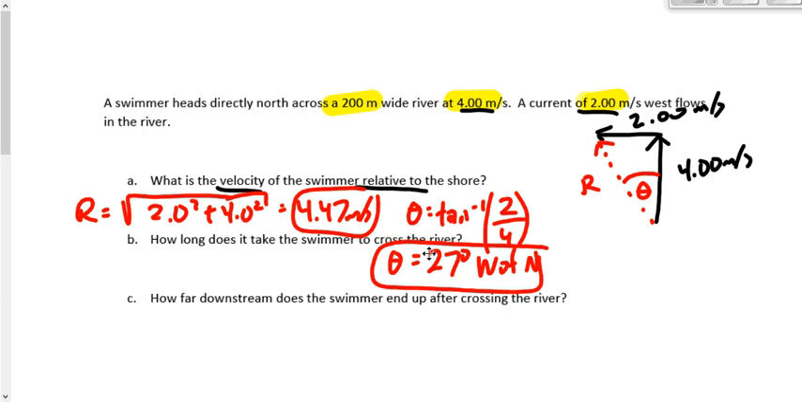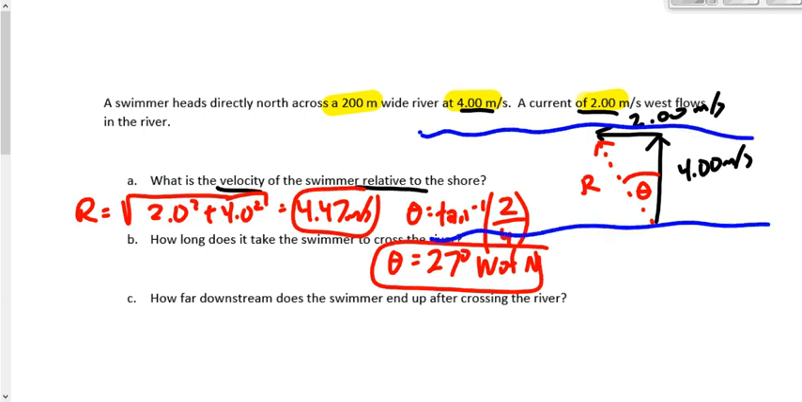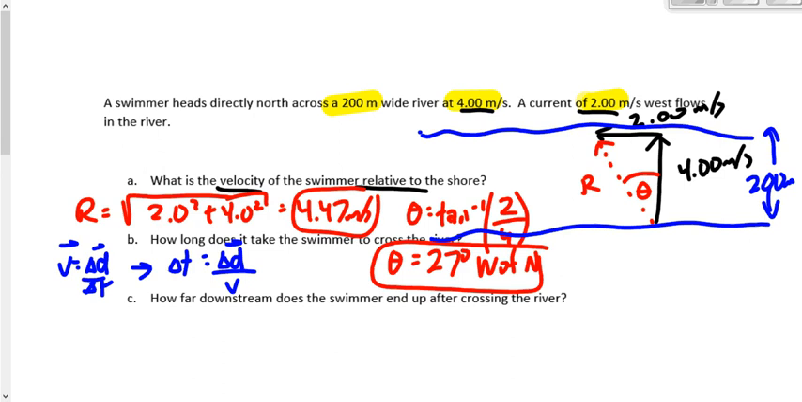This is where I might want to draw in my river. The width of my river is 200 meters. I'm putting it in the diagram, but notice it doesn't actually form part of my vector diagram. And remember, the vector diagram has to be either velocity or displacement, but not both. For this one, we're going to use the equation V is equal to delta D over delta T. And we're going to rearrange it to solve for delta T. It becomes delta D over V.